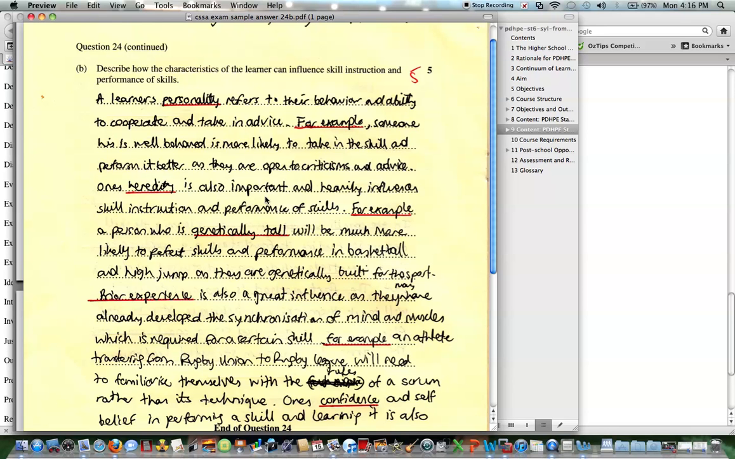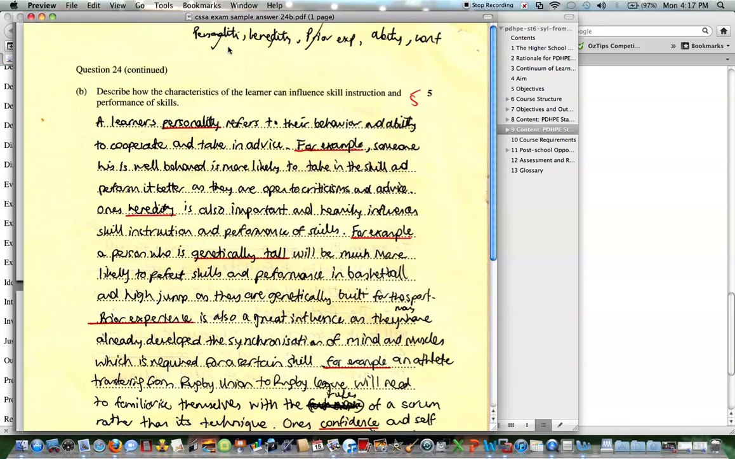Overall, candidates were able to recognise each of the characteristics of the learner and outline these very well. But please make note that they outlined them. Students were able to talk about personality, hereditary, prior experience, ability, confidence. That was done very, very well. However, the issue is being able to show how personality will influence skill instruction and performance for someone, not just saying what it is. And that's where the students really struggled.